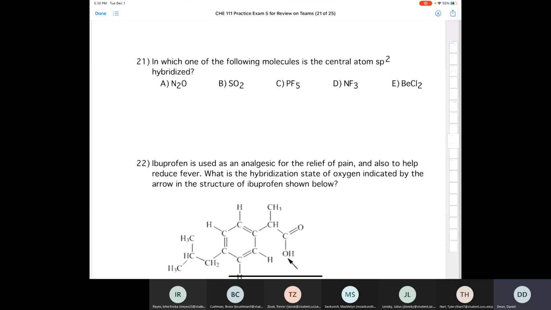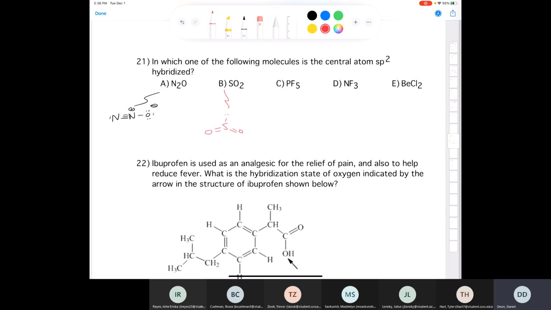Question 21, which one of the following molecules has a central atom with an sp2 hybridization? Well, we could spend some time drawing all of the Lewis structures here. If we look at N2O, dinitrogen oxide, its Lewis structure looks something like this, and we drew its Lewis structure earlier on in the class. If I look at sulfur dioxide, it's got a Lewis structure that looks like this. I'm drawing these a little bit quick, but anyhow, there we go.